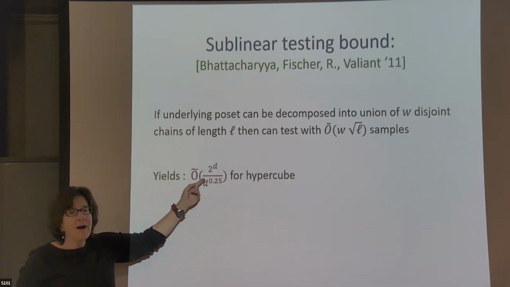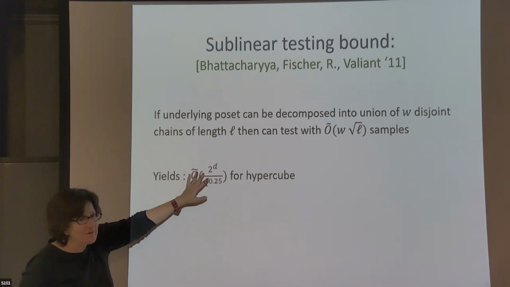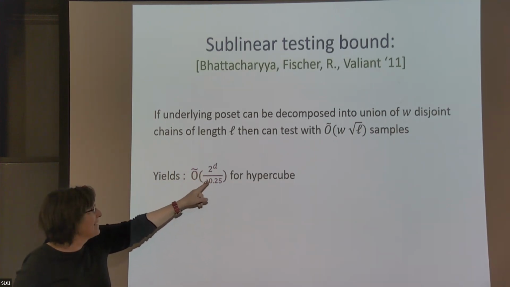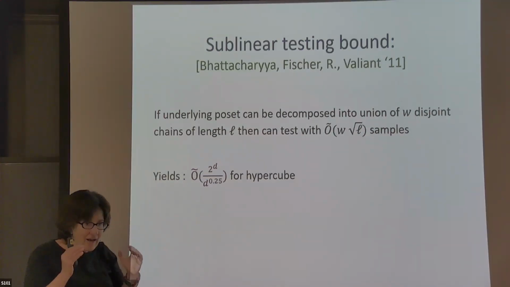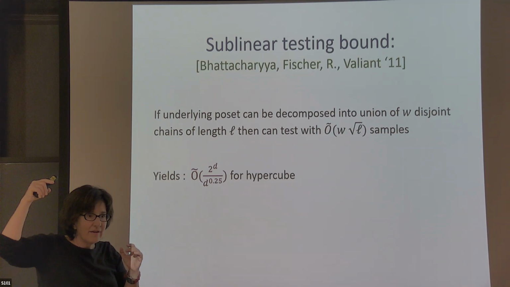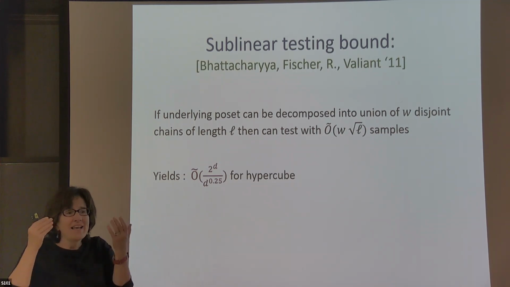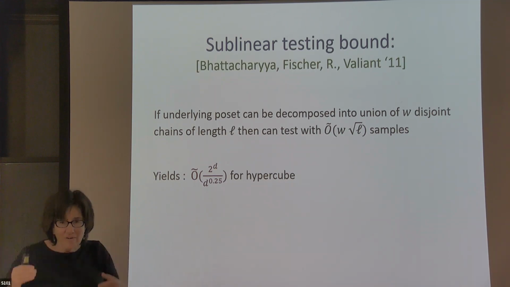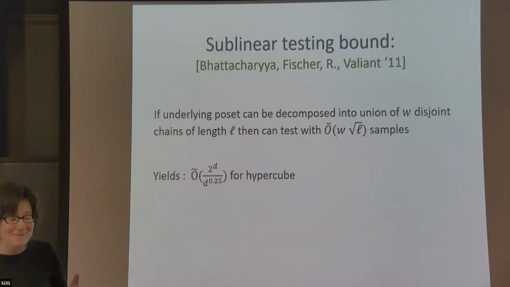But what we want is n over log n. I probably should have used n here. This is really n over log n raised to the 2.5, or 0.25. And we want n over log n, not n. So we want something a bit smaller. So we're going to work really hard to get something a little bit better.